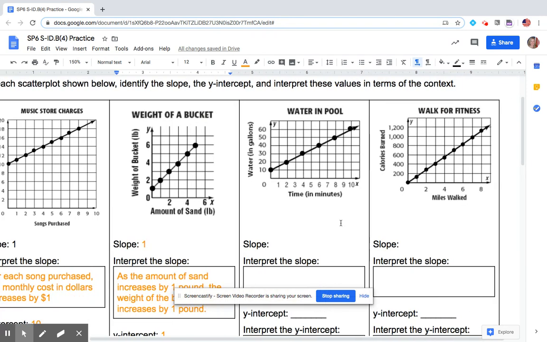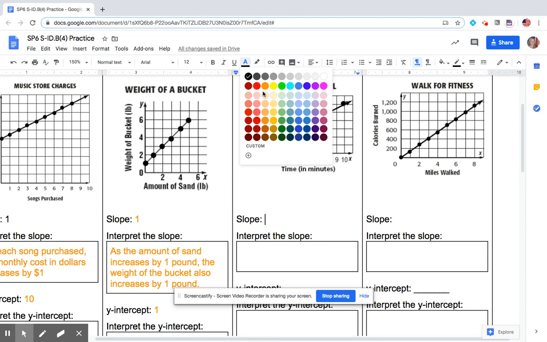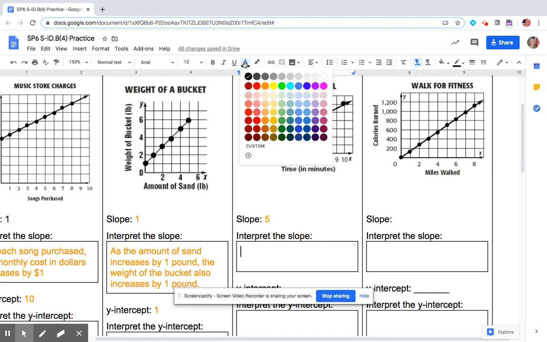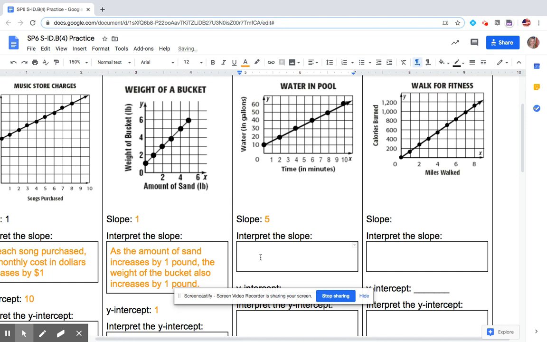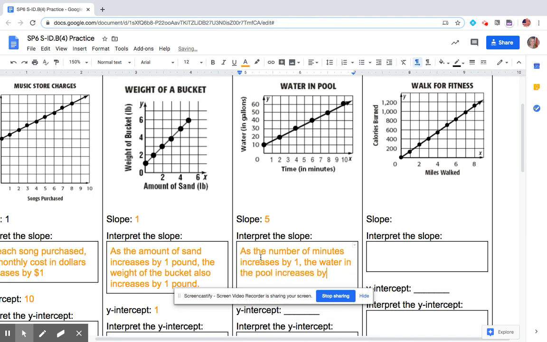Let's look over here. We'll do one more example, the water in pool. We have time in minutes and we have water in gallons. So the slope again is rise over run. So here's my lattice point. I'm going up 10 and I'm going over 2, so that's a slope of 5. How do I interpret that in the context of the problem? As the number of minutes increases by 1, the water in gallons in the pool increases by 5 gallons.